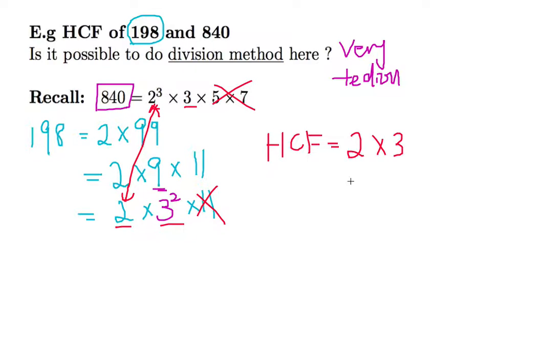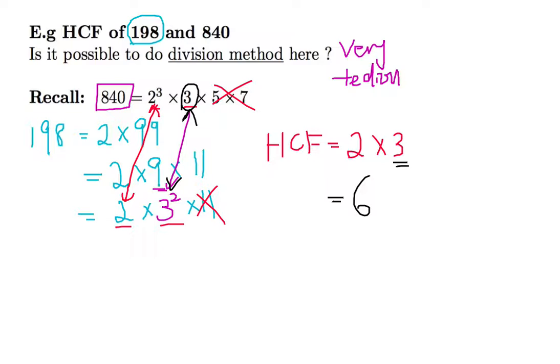Okay, then we have 3 square and 3. So obviously you can't choose 3 square, because it's not common, because here you only have 3. You don't have 3 square here. So the highest one that is possible is 3. Okay, so 2 times 3 is 6. So that's the highest common factor.